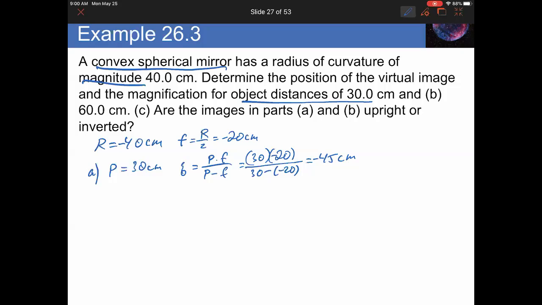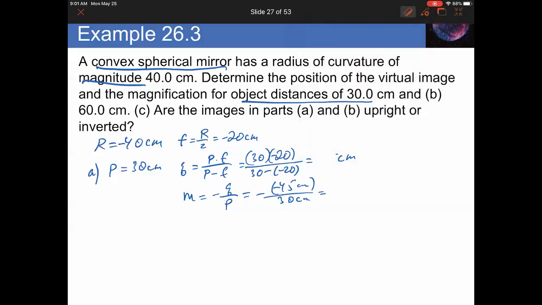Also, we want to find magnification. So for the magnification, I will do negative q over p. So negative 45 centimeters over 30 centimeters. And we're going to get... okay, sorry guys, I got this wrong. All right, so this should be a negative 12 centimeters.